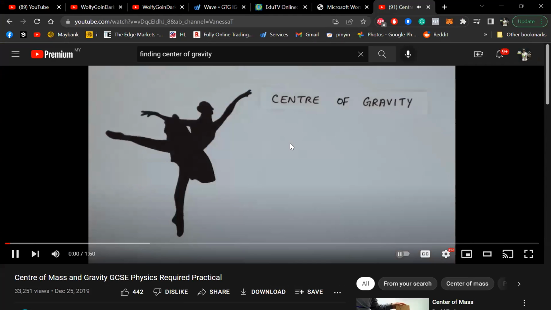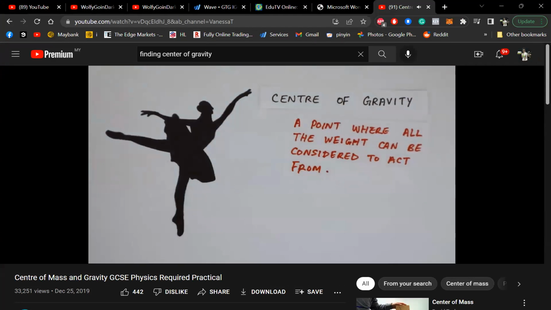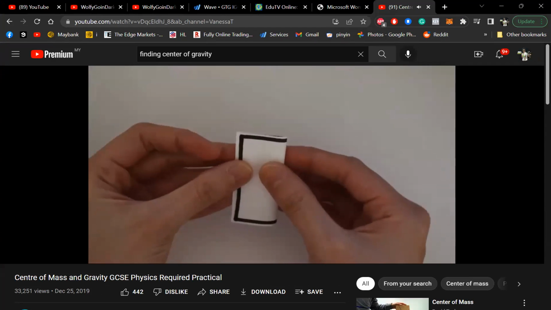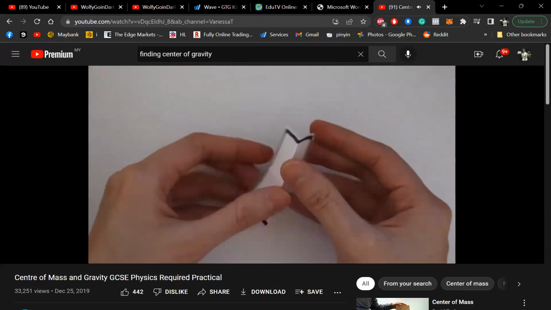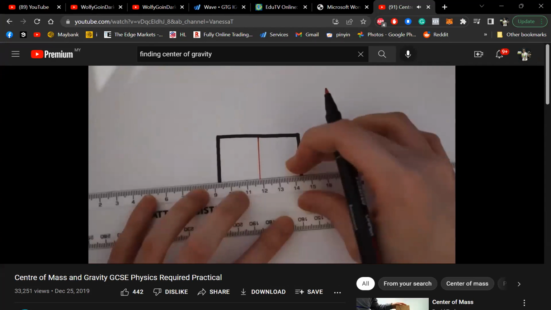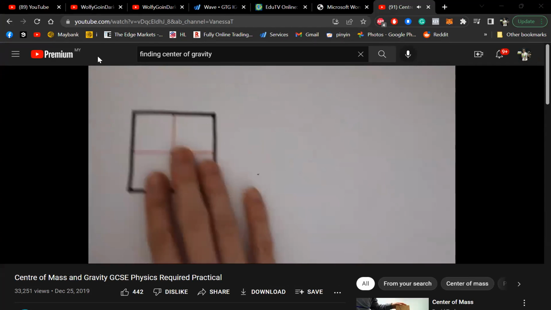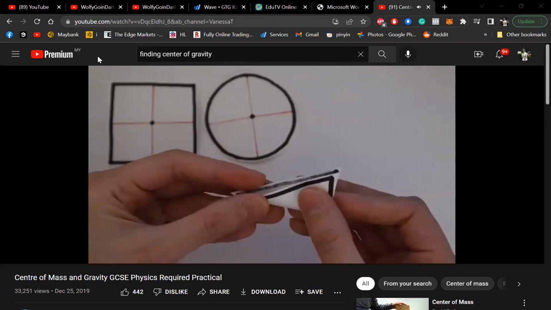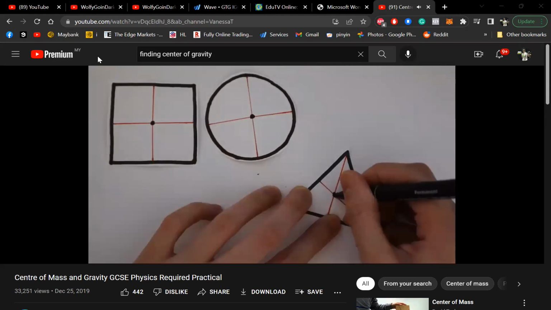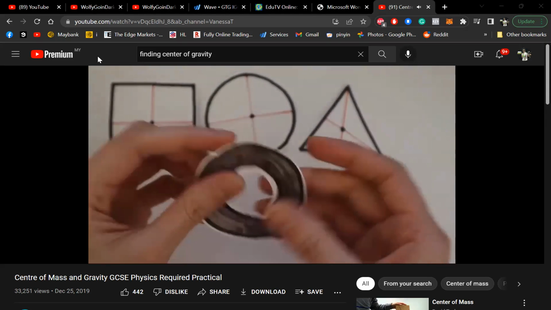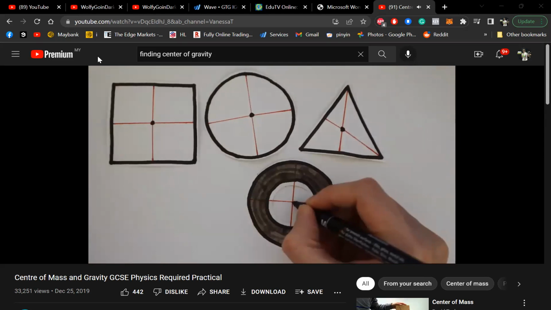The center of gravity of an object is a point where all the weight can be considered to be acting from. This can also be called the center of mass. For a simple uniform object, we can find the center of gravity easily by finding two lines of symmetry. Where the two lines intersect, that's the center of gravity. Even when we have an object that's hollow, the center of gravity is still where the two lines of symmetry cross.